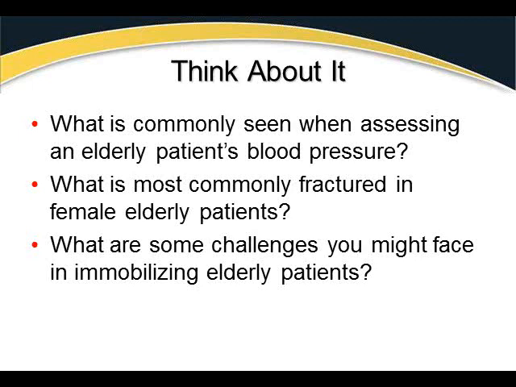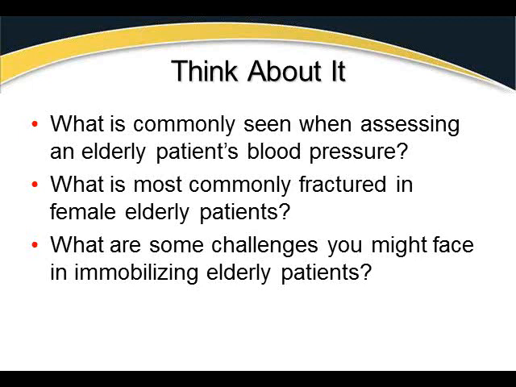All right, so let's move on to a little bit more critical stuff here in a second, or new stuff, I should say. What is commonly seen when assessing an elderly patient's blood pressure? In most cases, the elderly have significant increases in blood pressure. That's fairly common, particularly in the United States, that we see rises in blood pressure. So you may now start to see systolic blood pressures over 150 and diastolic blood pressures over 90.